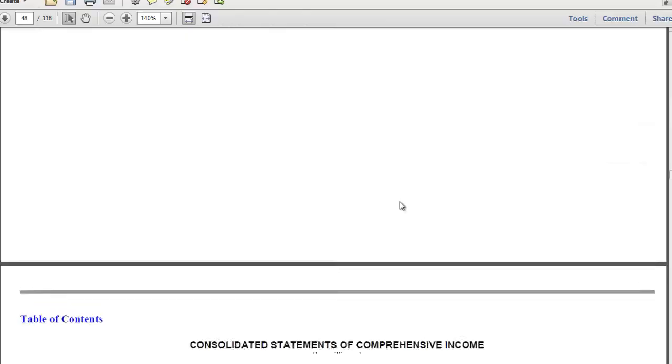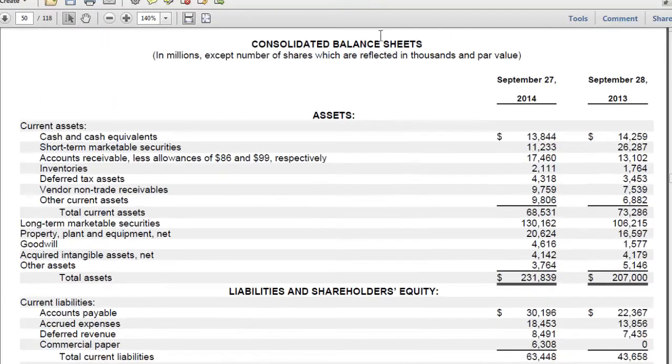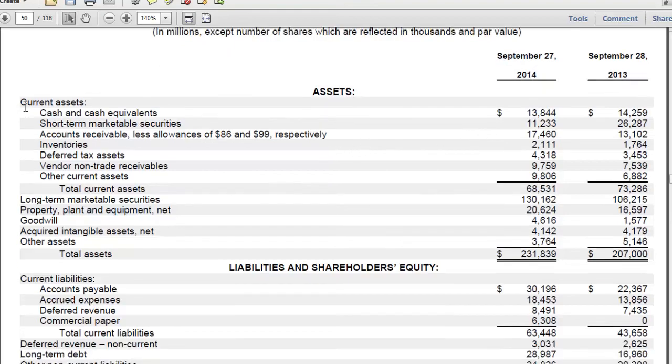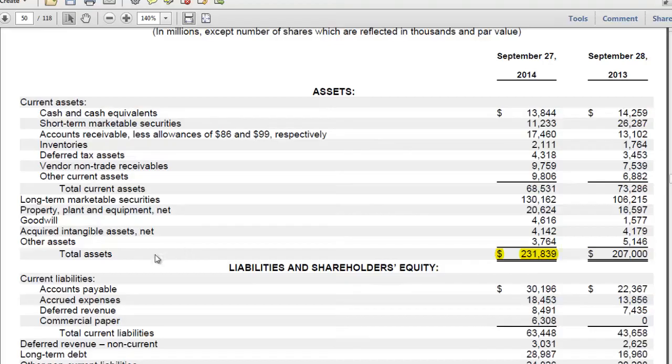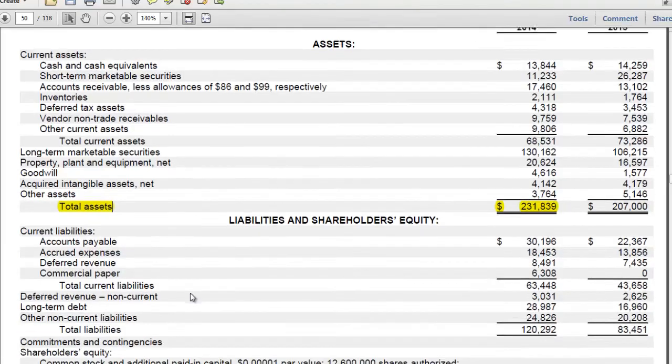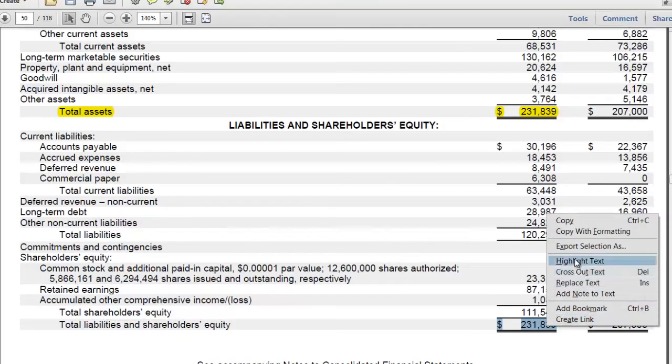Now we're going to scroll down past a couple of statements. These are supplemental statements, now down to their balance sheet. Here's their balance sheet, and this is as of a certain date. It's as of this day when the balance sheet closed. And you can see they list out assets first, and here's all their assets. Apple has total assets of $239,839,000,000. And their total liabilities and equity equals their assets, same amount.